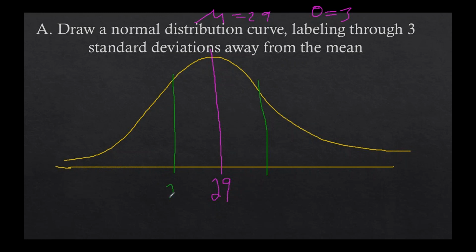26, very good, because we subtract the standard deviation. So 29 minus 3 is 26. And on the right side, we have 32. Very good. So that's 68% of our data. Okay, let me go ahead and throw those in.